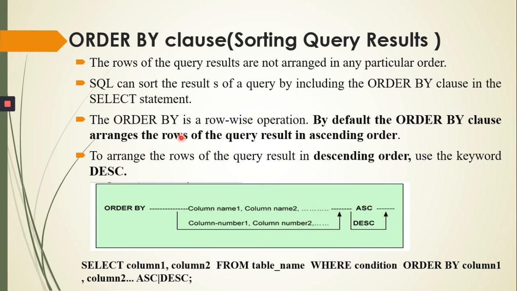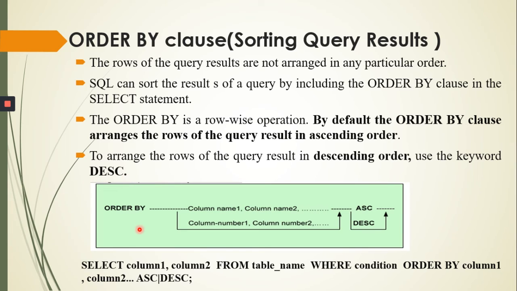Okay, the order by is a row-wise operation. By default, the order by clause arranges the rows of the query result in ascending order. If we want to sort in descending order, then we have to use some keyword. To arrange the rows of the query result in descending order, use the keyword DESC.